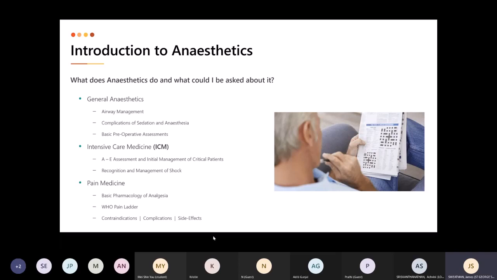You won't be expected to be able to pick up a laryngoscope and RSI a patient as an F1, so we don't really get asked those questions in finals. But you will need to know the basic pharmacology, emergency assessment and stabilization of really unwell patients, because that's what anaesthetists do.